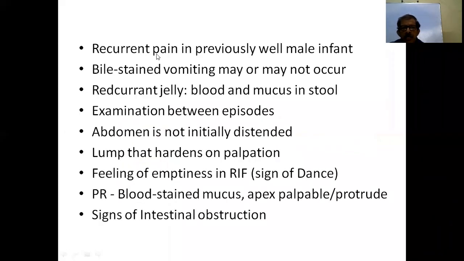So the complaint will be recurrent pain. There will be vomiting, and then the characteristic one thing is red currant jelly. This is also of academic interest. Then you have to examine between episodes because the child will not allow you to examine, and you may not appreciate all the sign of Dance or sausage shaped mass or pseudo kidney, as somebody has told just now. So then sign of Dance. See here D is capital. That is very, very important. And PR, same thing. Red currant jelly you may see adhering to your finger.